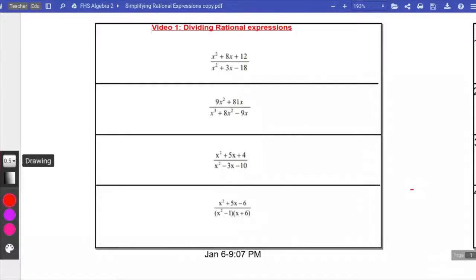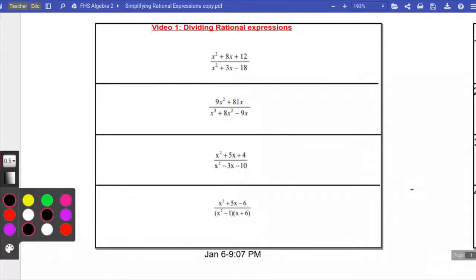Well, ladies and gentlemen, today we'll be learning about dividing rationals. All right, so the first video will focus on dividing rationals. What does that look like? Well, it's kind of like a combination of what you have been doing for a while, and then we're going to put that to work. All right, so I have two expressions on top and the bottom.